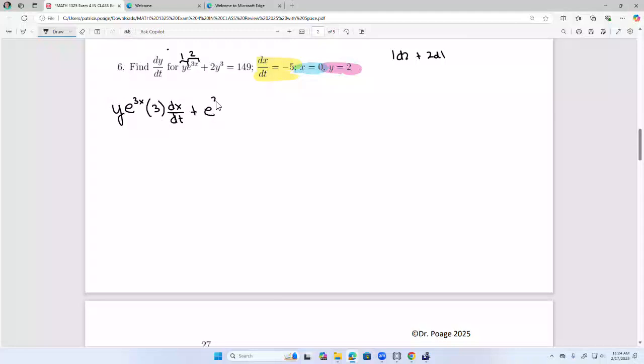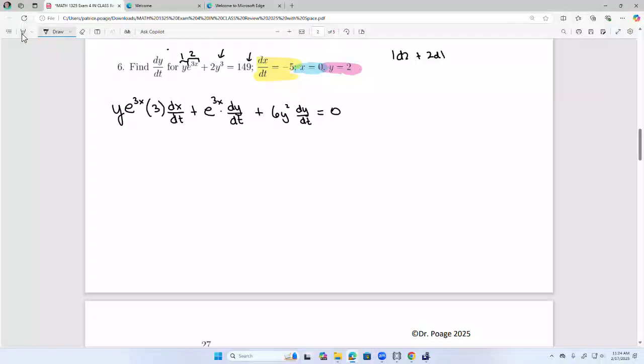Plus 2, I'm going to write it down, d1. The derivative of y is 1, and I just took the derivative of y with respect to time. Plus, right here, the derivative of 2y cubed is 6y squared, and I just took the derivative of y with respect to time, equals, the derivative of 149 is 0.